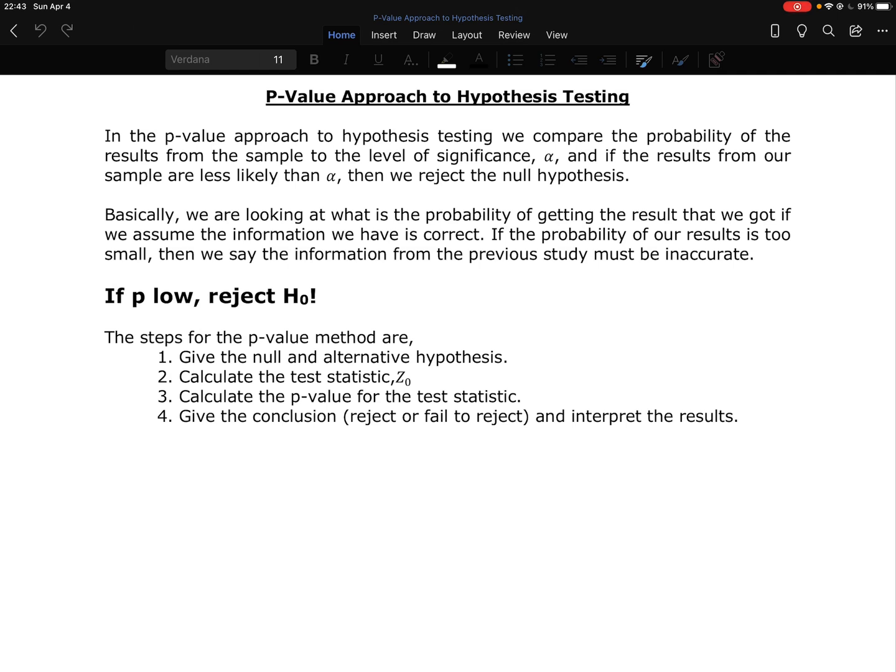But the steps for the p-value method are to always give your null and alternative hypothesis first. That's a given that has to be done first. Then you're going to calculate your test statistic, which is Z with this little zero next to it. So that's your test statistic. I'm just going to write that down again. Okay, I spelled it right. And then you're going to find the p-value for that test statistic.